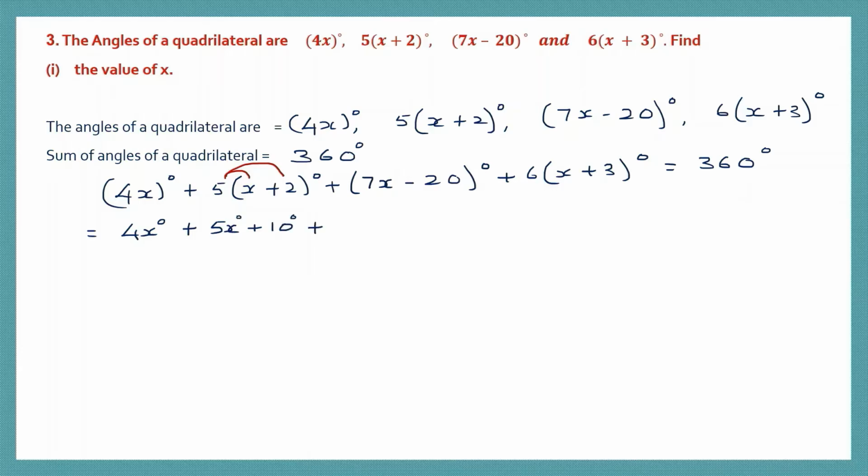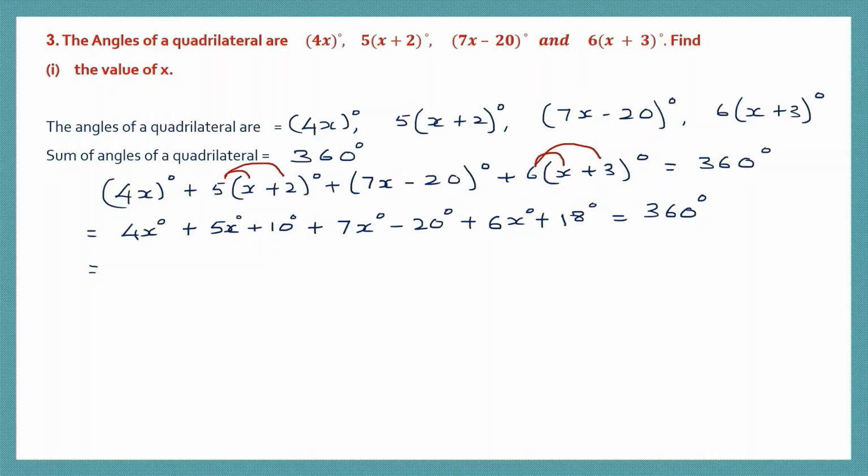Now I move on to the next one. There is nothing before the bracket, so I can open the bracket as it is. 7x degrees minus 20 degrees plus. Now I move on to the next one. Before the bracket I have 6, so let me multiply. 6 into x will be 6x plus. I need to multiply 6 into 3. So 6 3s are 18. So I have 18 degrees here. So all this should add up to 360 degrees.